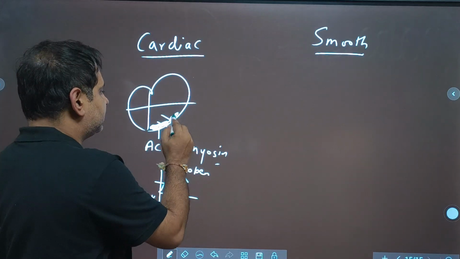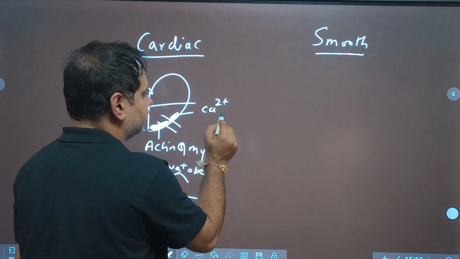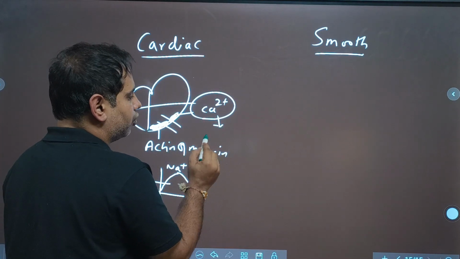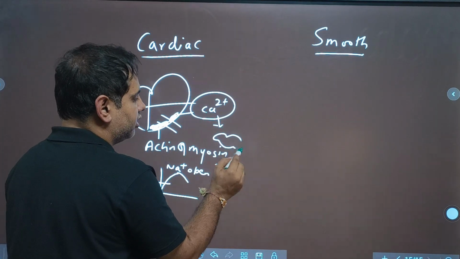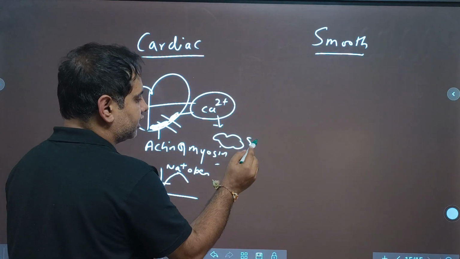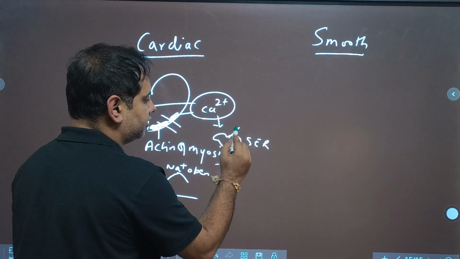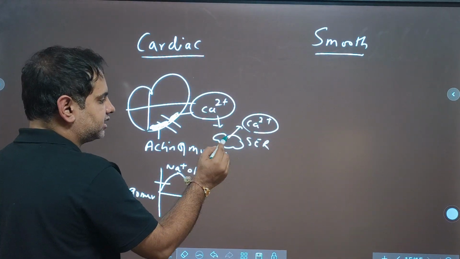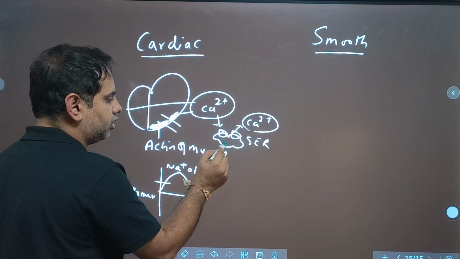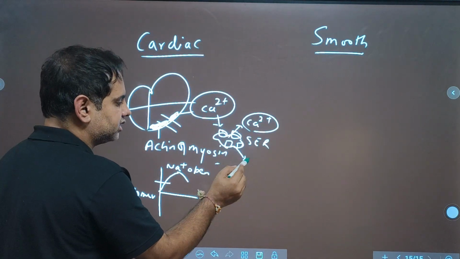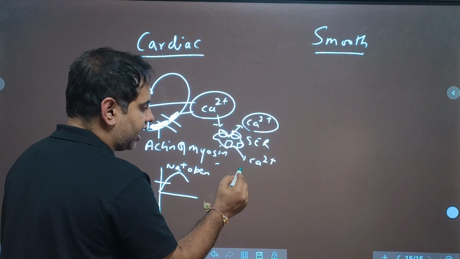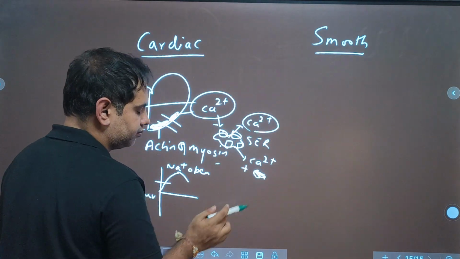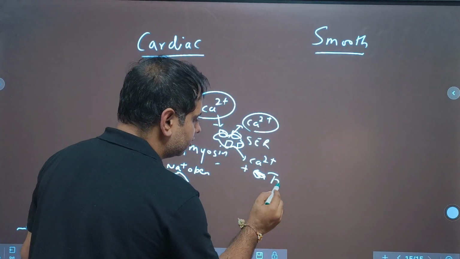So influx of calcium. I told you when calcium enters inside the cardiac cells, originally there is the smooth endoplasmic reticulum. Smooth endoplasmic reticulum is a storehouse of calcium ions. So these calcium ions have receptors on this, and it will do the release of more calcium. So more calcium will release, and this calcium will bind with tropomyosin.